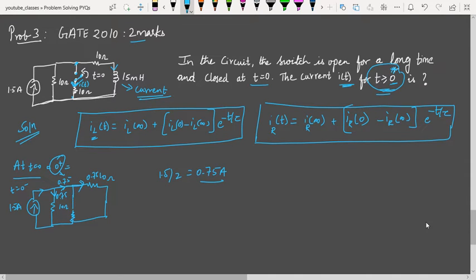Once we close it, what happens? The 0.75 at this point immediately has to go here, with the same value of resistance, so it is going to split again equally. The inductor is also not going to change its behavior, because an inductor will not allow abrupt changes in current, so it will try to keep its current, but the resistor immediately responds.